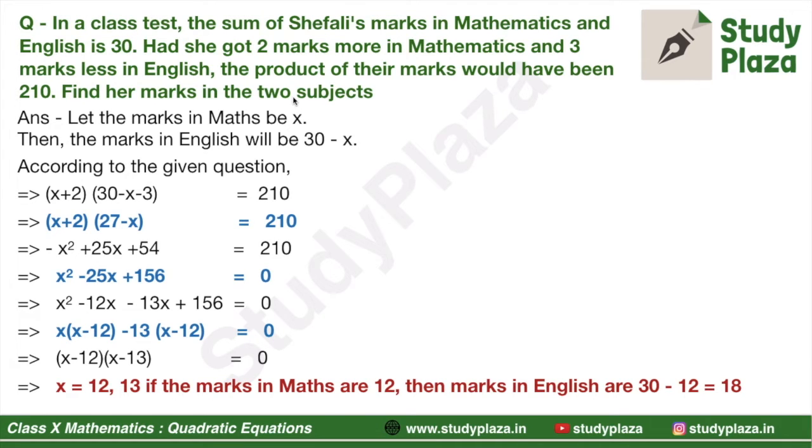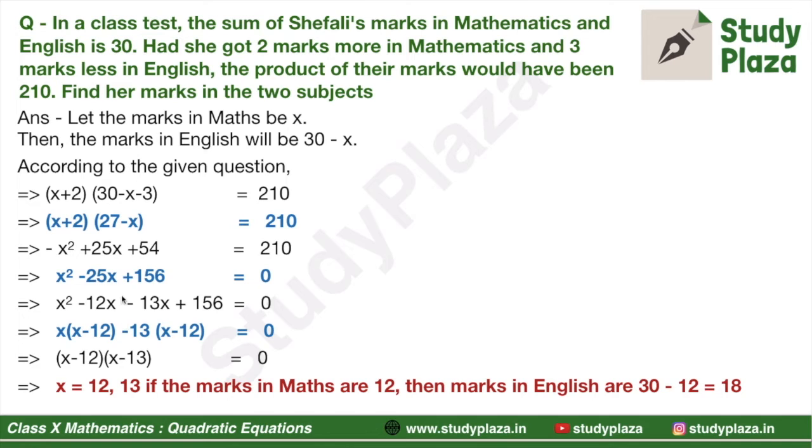Let us first frame the equation from this given information. Let the marks in maths be x. Shefali gets x marks in maths. So marks in English will be 30 minus x. According to the second statement, the product of the marks is equal to 210. That is x plus 2 into 30 minus x minus 3 is equal to 210, or we can say x plus 2 into 27 minus x is equal to 210. When we solve this equation, we get the equation x square minus 25x plus 156 is equal to 0.